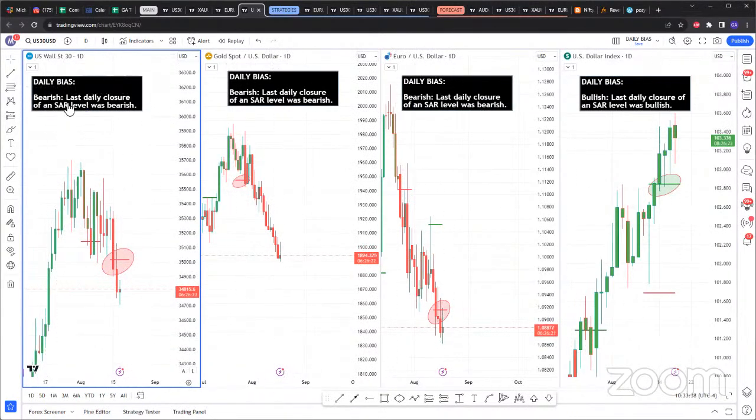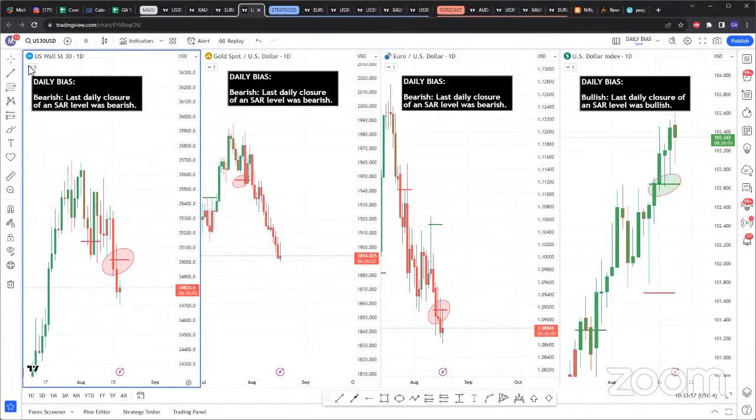So which is why right here, how do I find the daily bias? I look for the last daily closure of an SAR level. So here, what's the last daily closure of an SAR level on the daily for US 30? Bearish. Same thing for gold. Same thing for EU. For the DXY, the US dollar is bullish.